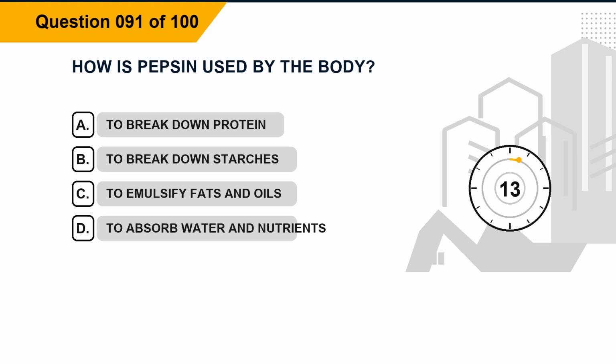Question 91. How is pepsin used by the body? Option A. To break down protein. Option B. To break down starches. Option C. To emulsify fats and oils. Option D. To absorb water and nutrients. The correct answer is option A.